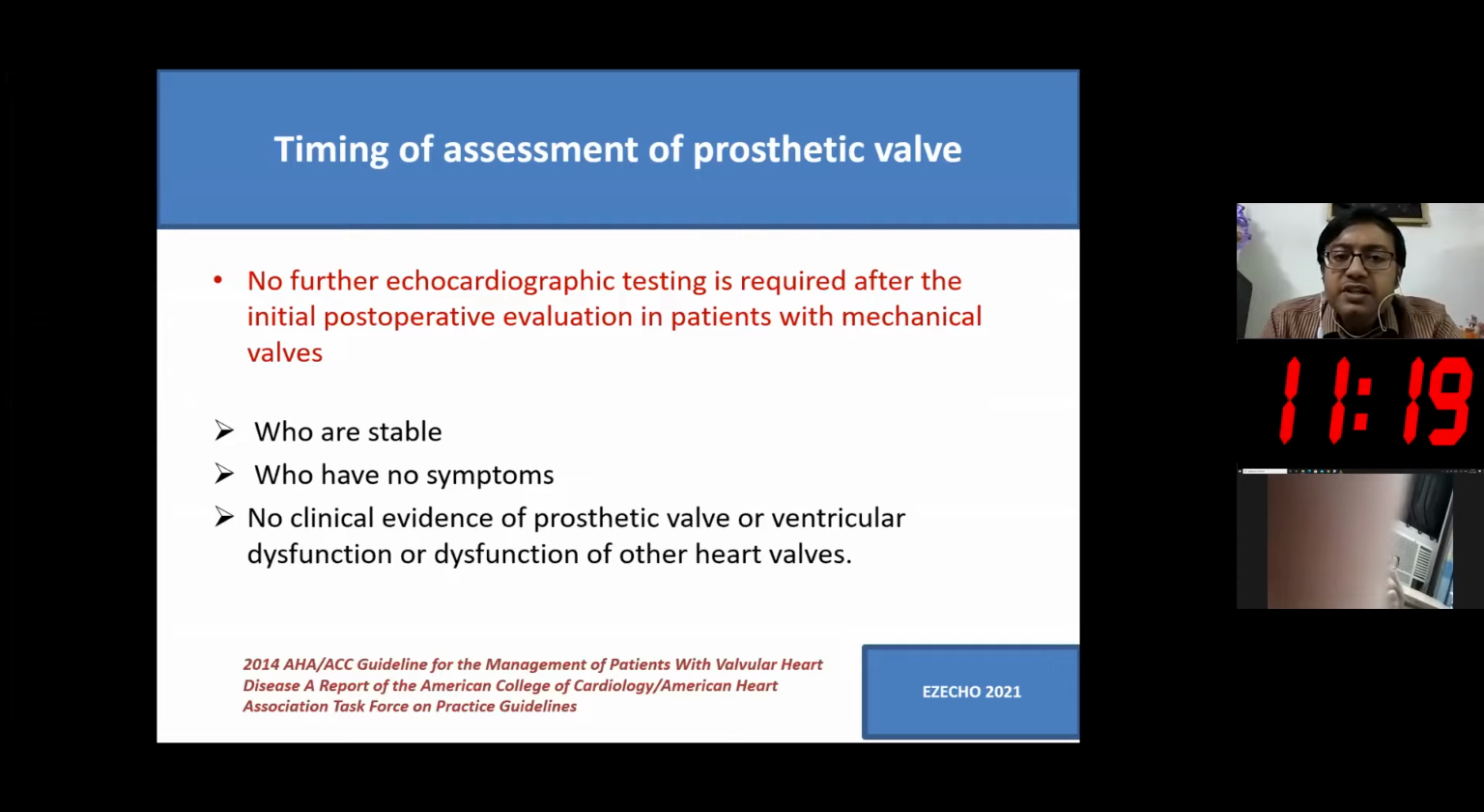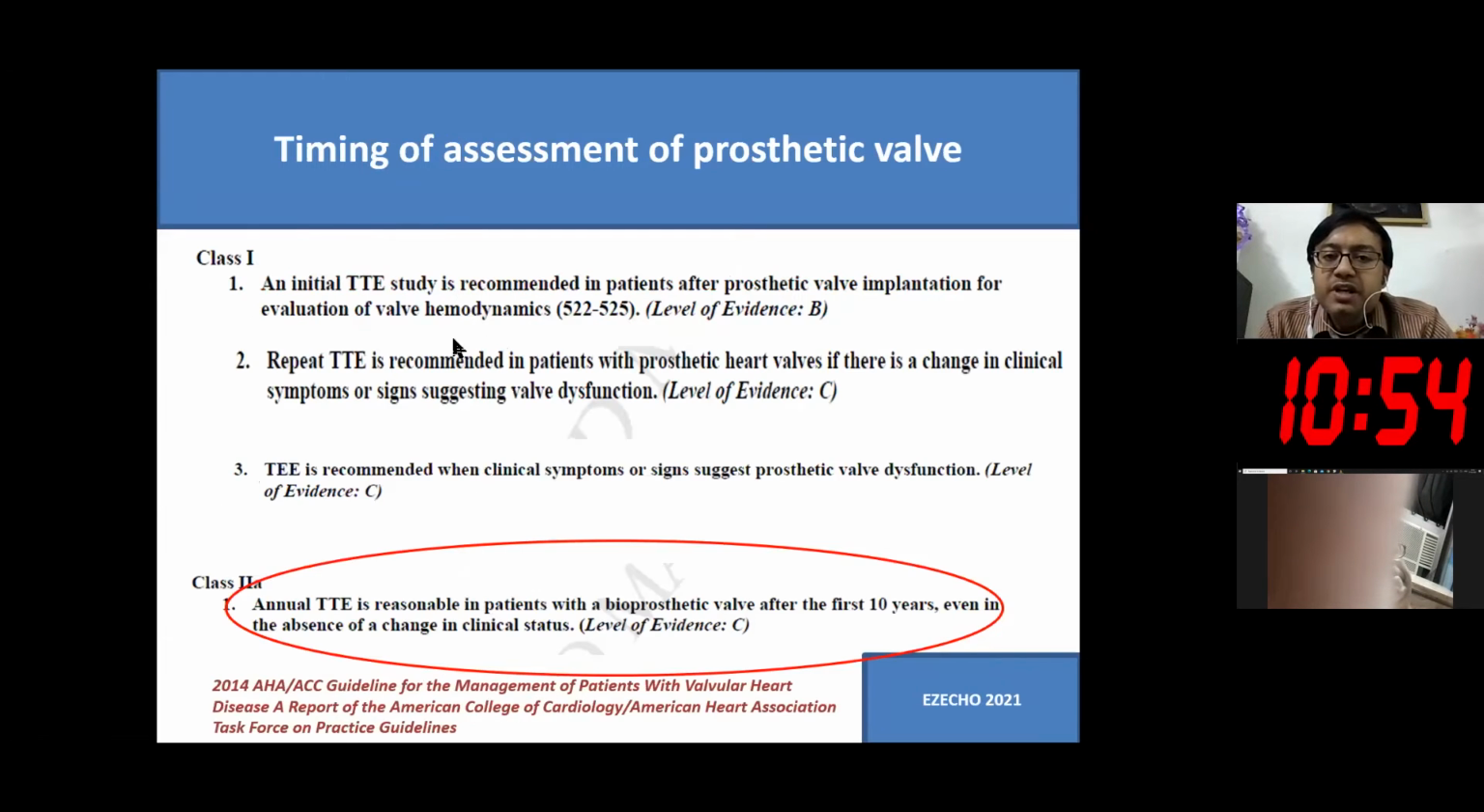No further echocardiographic testing is usually required after the initial postoperative evaluation in patients with a mechanical valve who are stable, who do not have any symptoms of valvular regurgitation, and no clinical evidence of prosthetic or ventricular dysfunction or dysfunction of other heart valves. Regarding timing, an initial transthoracic echo is recommended after prosthetic valve implantation for evaluation of valve hemodynamics, and it is required again if there is a change in clinical symptoms and signs that suggest valve dysfunction. In that case, immediate echocardiographic assessment will be required.